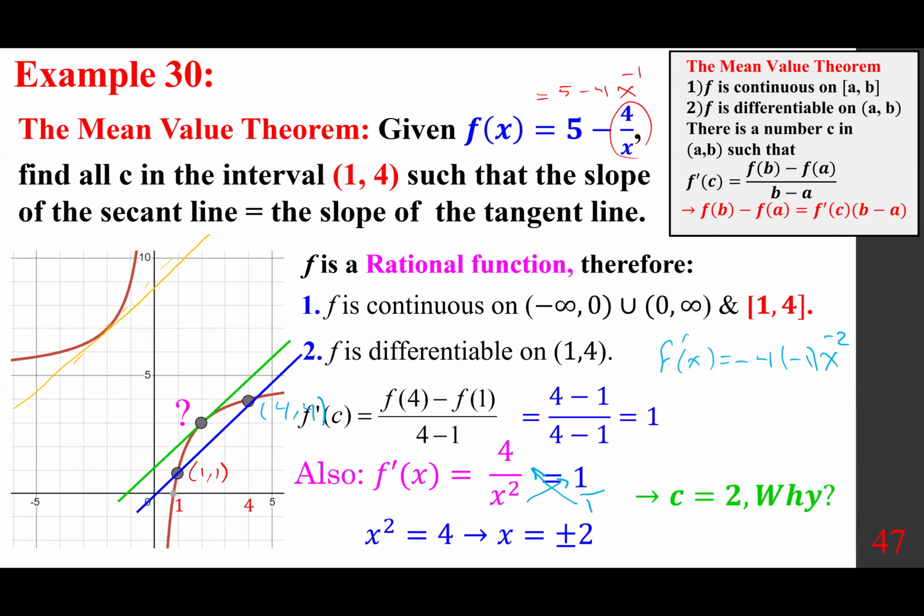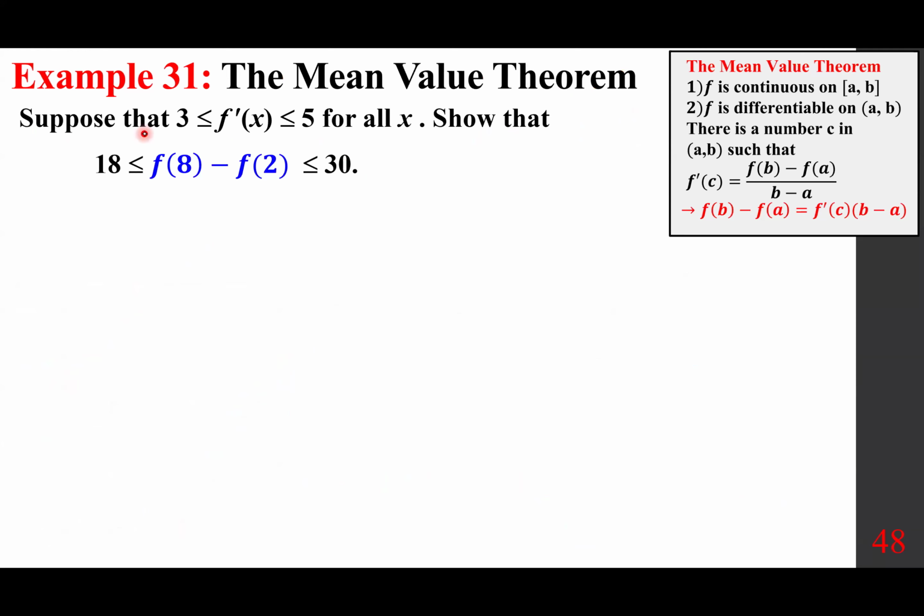But that's not what we are interested in, okay? Because it's not in the interval of 1 to 4. Suppose that f prime of x is between 3 and 5, inclusively, for all x. Show that 18 is less than or equal to f of 8 minus f of 2, less than or equal to 30.